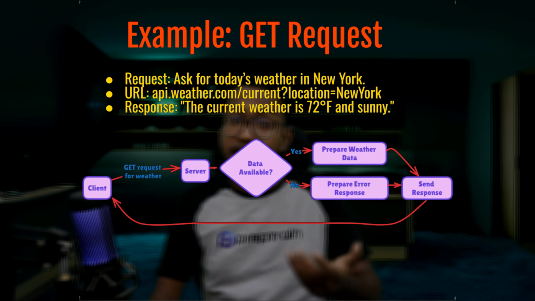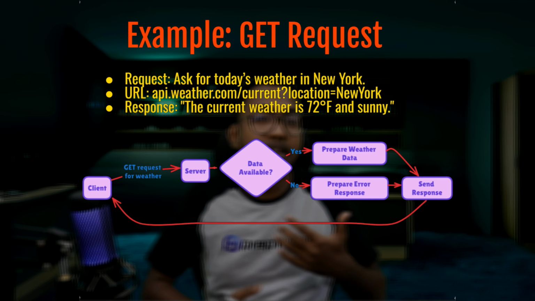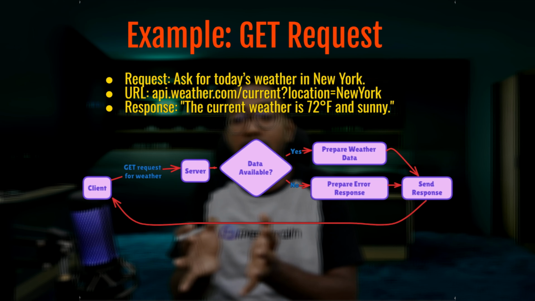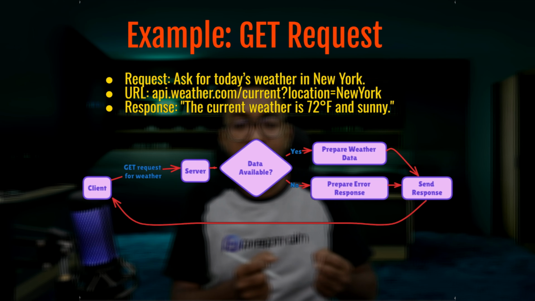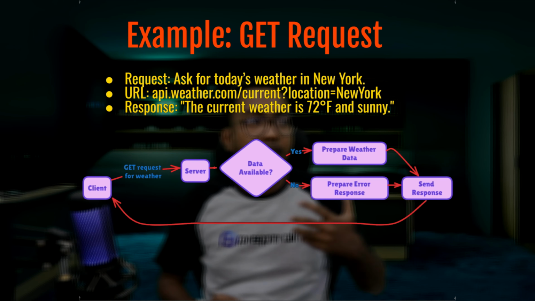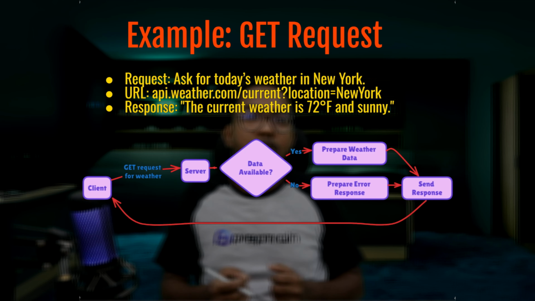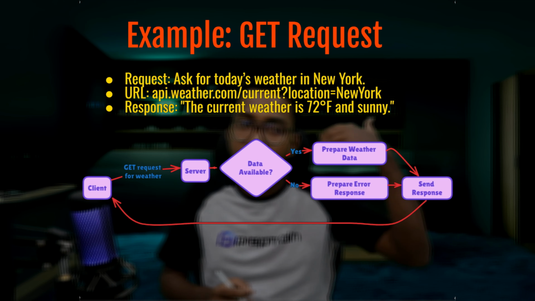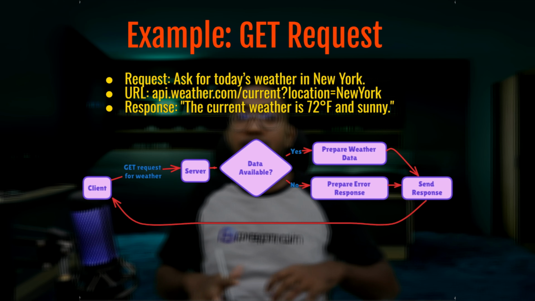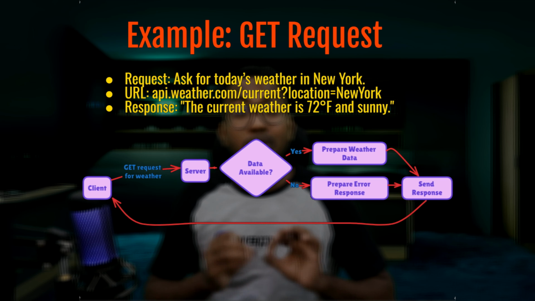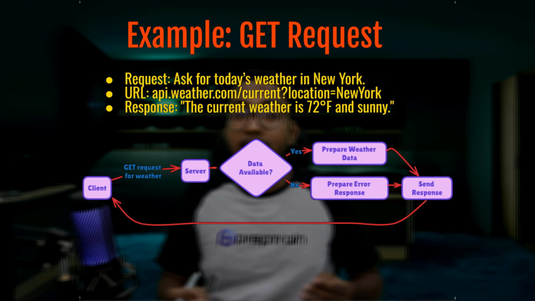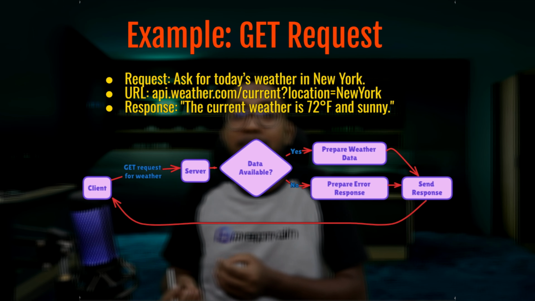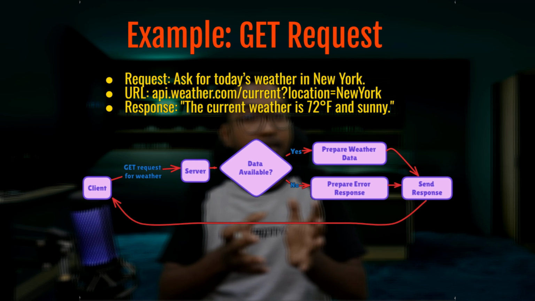The server receives the request, processes it, and fetches the relevant weather data. Now, depending upon whether the server has the weather data or not, it will create a response. So let's say the server does not have data for a specific location, let's say Khandala. In that case, it will prepare an error response, and if it does have the data, let's say for Mumbai, then it will create a success response with all the data. So in the success case, the response might look like this: the current weather is 72 degrees Fahrenheit and sunny. Your app takes this data and displays it on your screen, showing you the weather forecast.